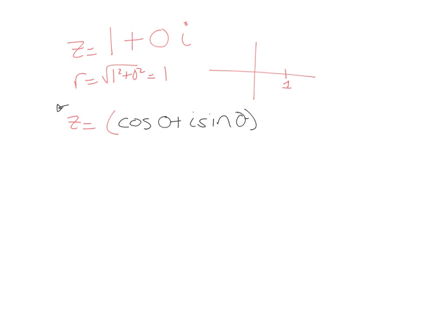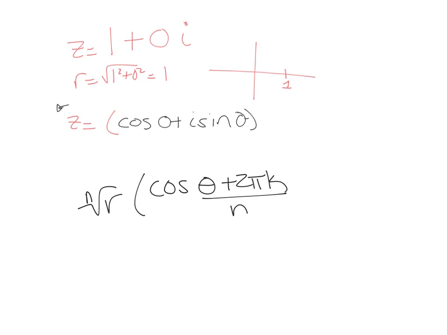So now that I've expressed it in trig form, the next thing I want to do is use the formula, the nth roots of a complex number formula. Remember that was the nth root of r, cosine of theta plus 2 pi k over n, plus i sine of theta plus 2 pi k over n. So now I'm going to express that in this formula. So because theta is 0, that's going to make this easy.